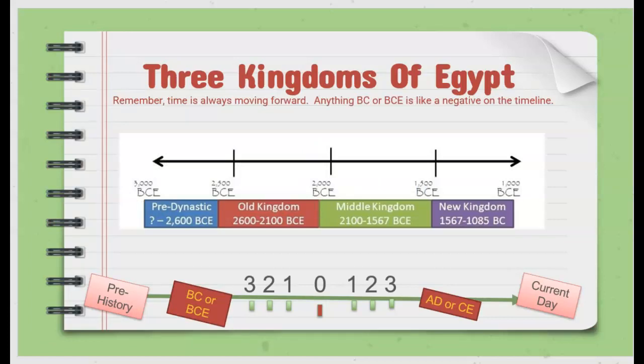And so, 3 kingdoms of Egypt. So remember, time is always moving forward. Anything BC or BCE is comparable to a negative on a timeline. And so here's just showing the timeline of the pre-dynastic, Old Kingdom, Middle Kingdom, and New Kingdom.